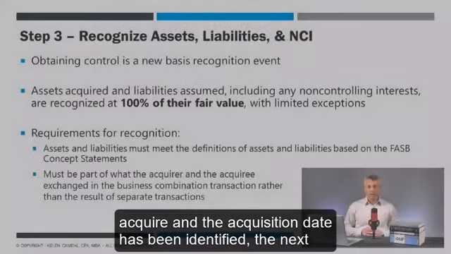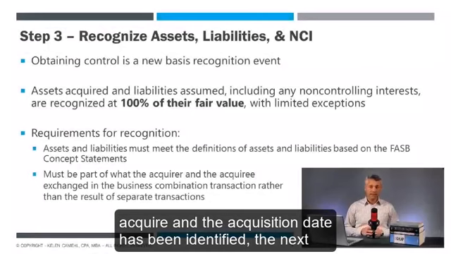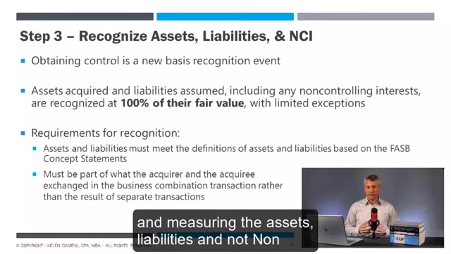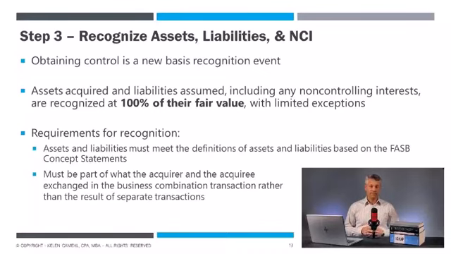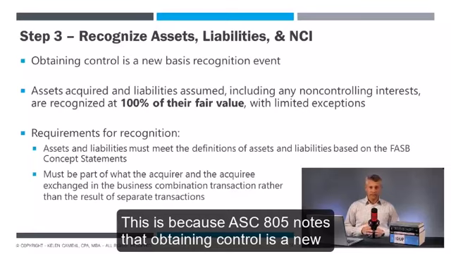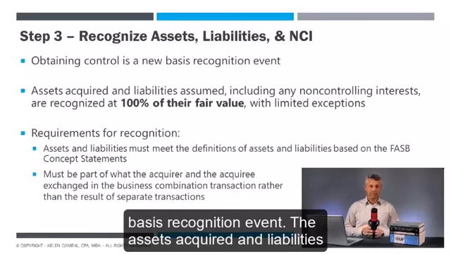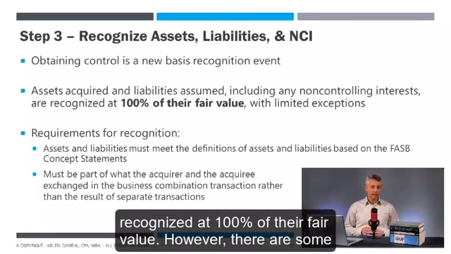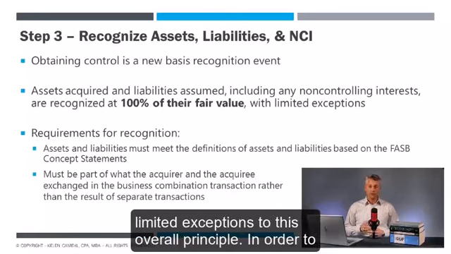Once the acquirer and the acquisition date have been identified, the next step in the acquisition method relates to actually recognizing and measuring the assets, liabilities, and non-controlling interests. This is because ASC 805 notes that obtaining control is a new basis recognition event. The assets acquired and liabilities assumed, including any non-controlling interests, are recognized at 100% of their fair value. However, there are some limited exceptions to this overall principle.